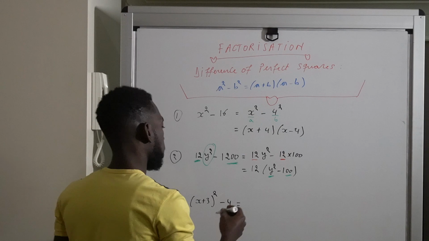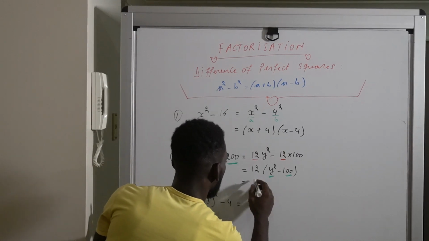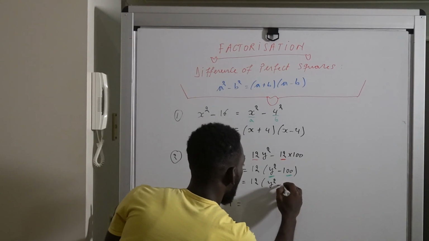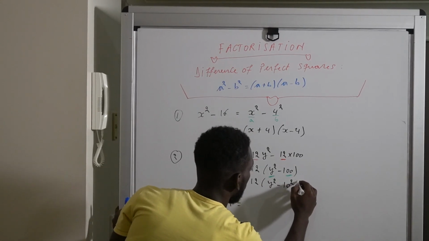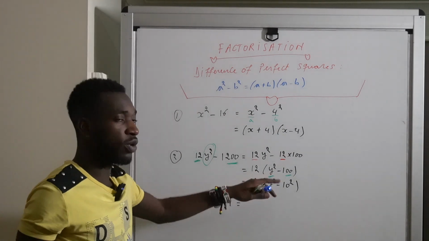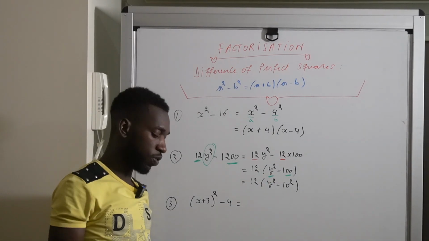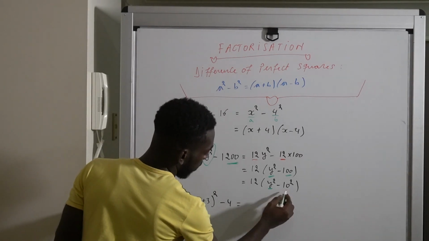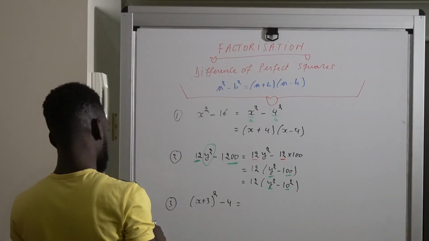So I need to do something again. You see how it's a process. 12, then you have y squared minus 10 squared. There we go, because we know that 100 is the same as 10 squared. So when you do that, now you have your a and your b, which becomes easier.